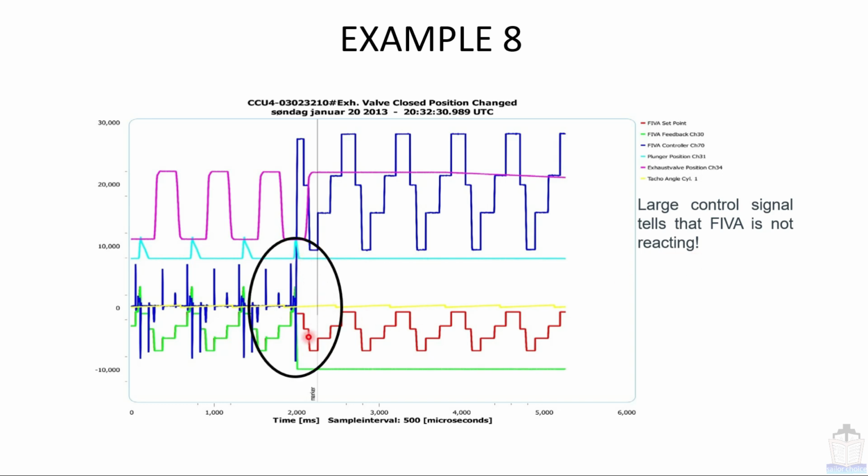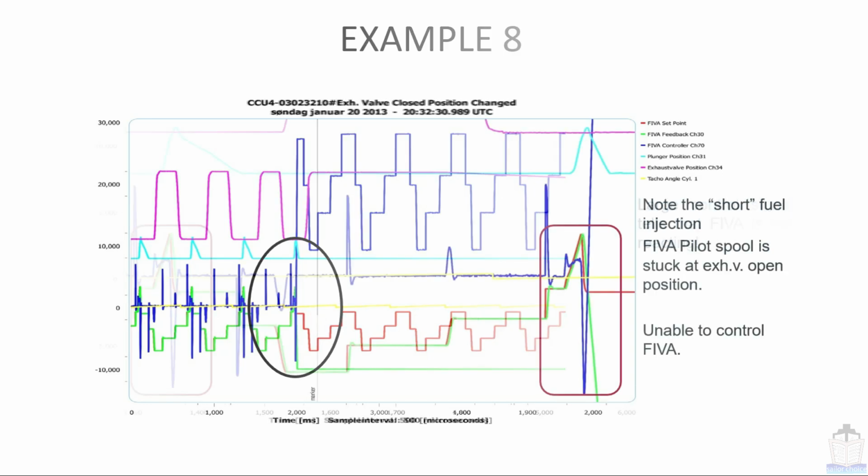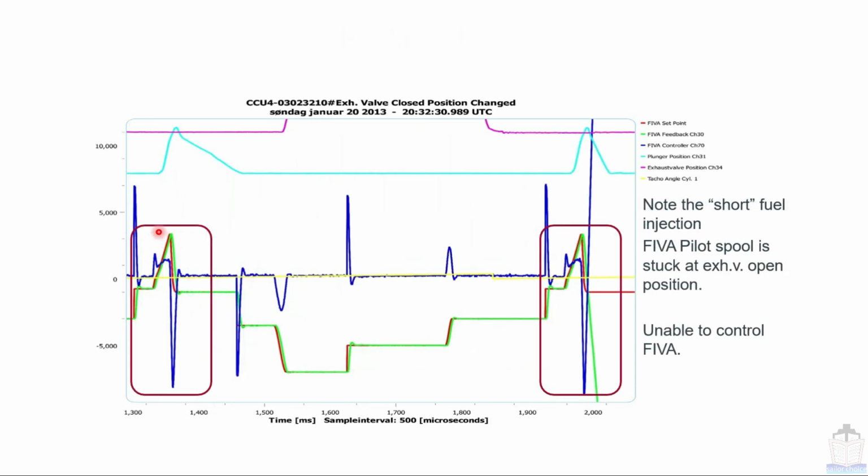So let's have a look at the zoomed part of this graph. Up to here this graph was okay, but here as channel 30 is not responding, this FIBA controller 70 went up in order to make it coincide with FIBA set point, but no improvement. So channel 70 is unable to control FIBA.